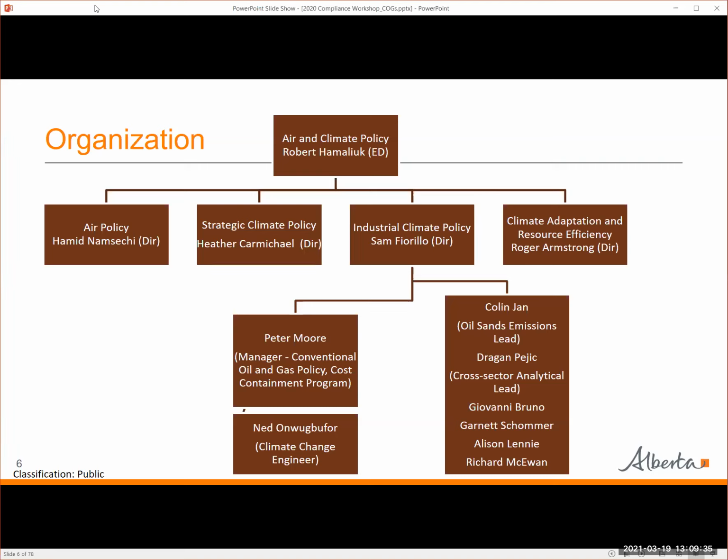Also on the industrial climate policy team are a number of sector leads, engineers, and policy specialists listed here, including Colin Yan and Dragan Pejic, two of the team engineers supporting the conventional oil and gas file currently.